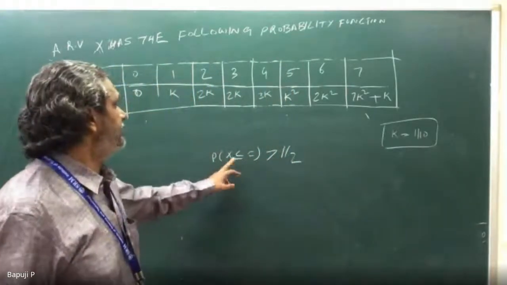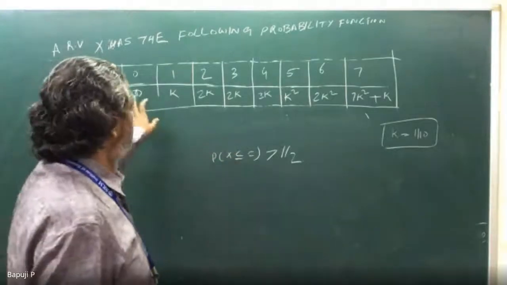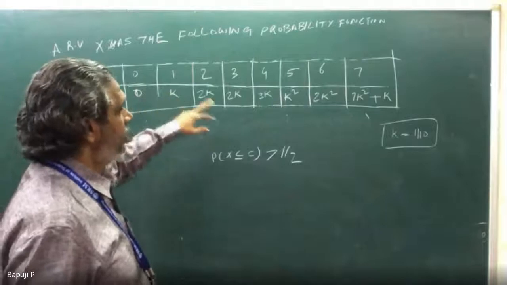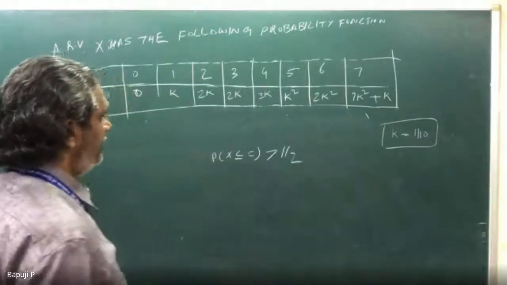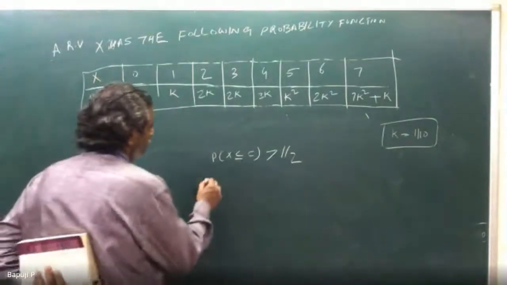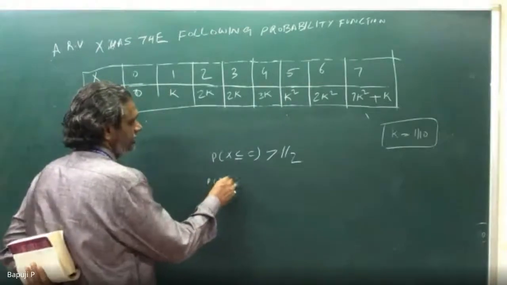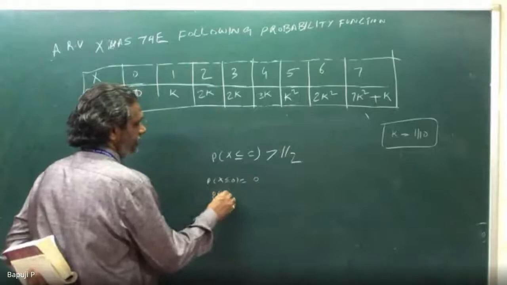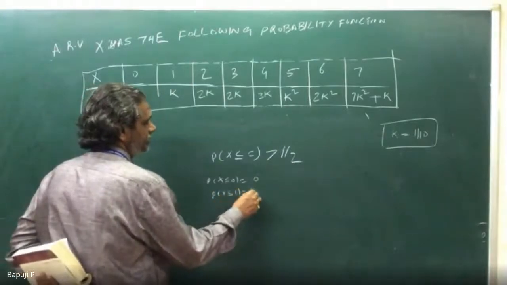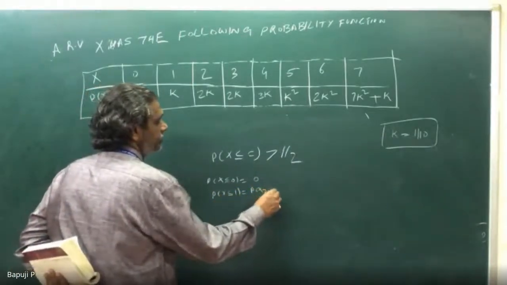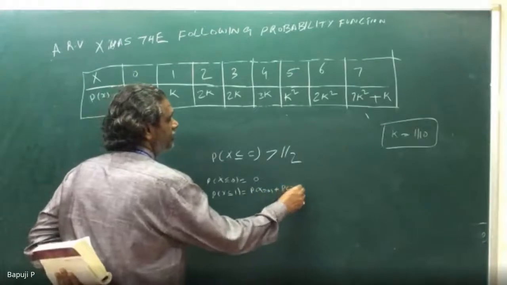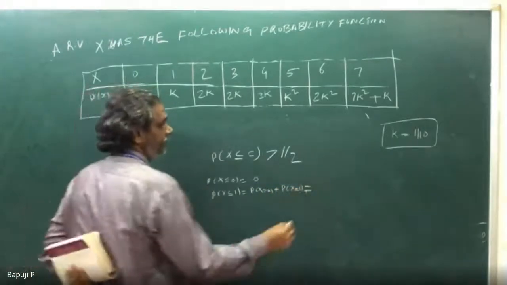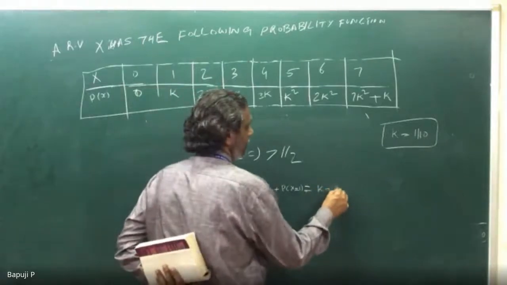Now probability x less than or equal to 0 means what you will get? 0. X less than or equal to 1 means 0 plus K. Like this you can find the value by trial and error, one by one. Probability x less than or equal to 0 is 0. Probability x less than or equal to 1 means probability x is equal to 0 plus probability x is equal to 1, that is equal to K. K means 1 by 10.